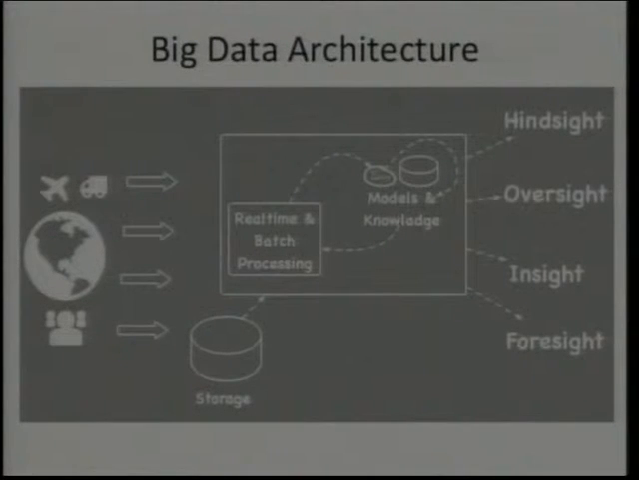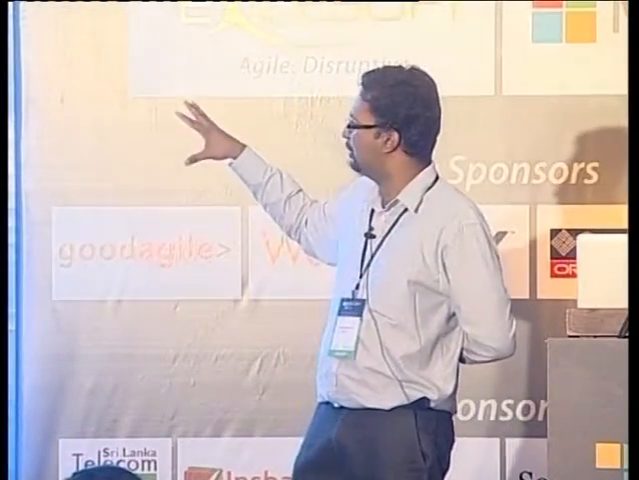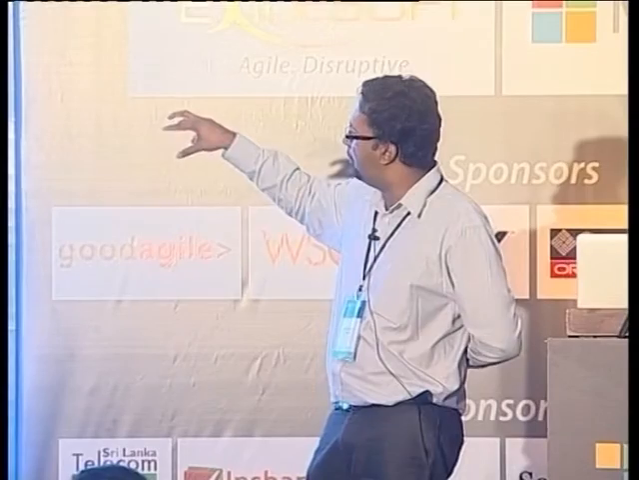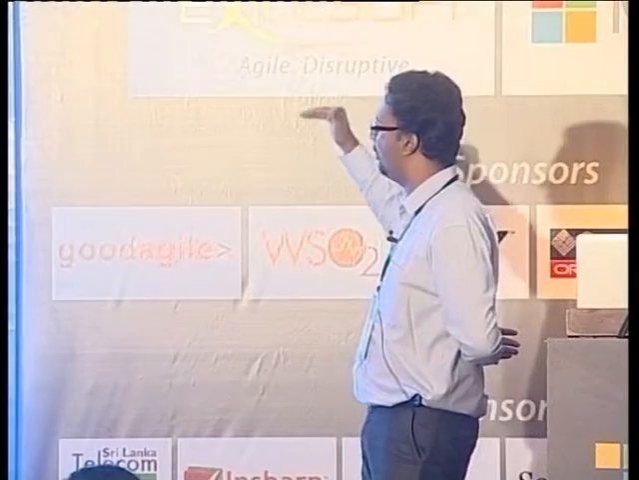Okay, hopefully I have told you a little bit about what big data is, and also why it is important and what potential it has. So the big data system would roughly look like this. It's a very, very simple picture. There's a lot of information coming in. This information would either be directly processed, or it would be stored and then processed. These two modes of processing we call real-time processing and batch processing. By processing this, you build either decision models or knowledge, and you use these to derive four things.